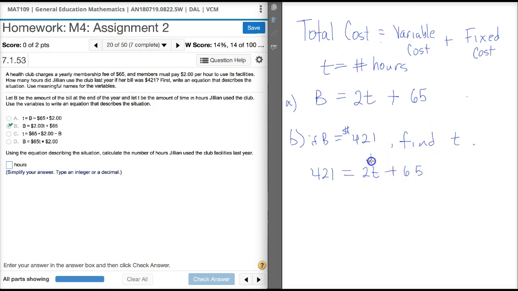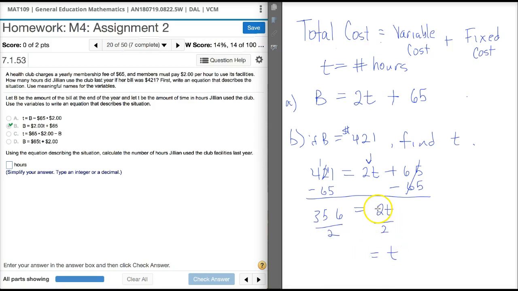Now, we need this term by itself because this one has the T in it, so we have to subtract 65 from both sides first. That will go to 0. This will be 2T. And if we subtract 65 from 421, that will be 6 here, and 41 minus 6 will be 35. So we got 356. And then from here, we just divide by 2.